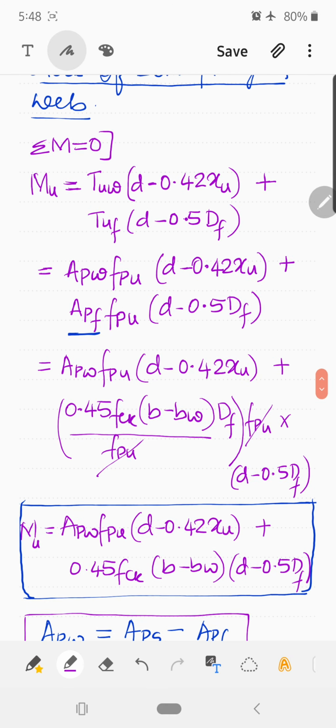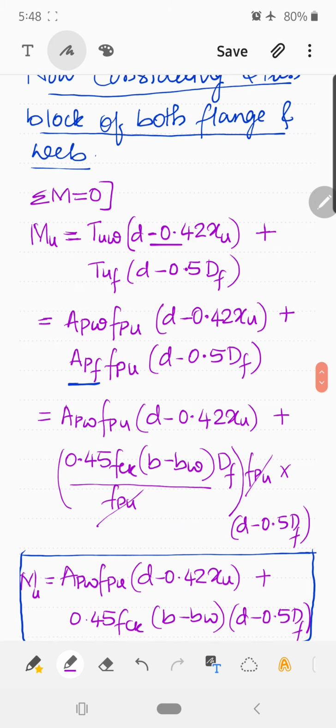If you consider that, it is TUW into the lever arm D minus 0.42 XU, plus TUF into the lever arm D minus 0.5 DF. Either you can take TUW or CUW, and TUF or CUF. So the web portion is TUW into the lever arm plus the flange portion is TUF into the lever arm. So substituting TUW is APW FPU, and TUF is APF into FPU.